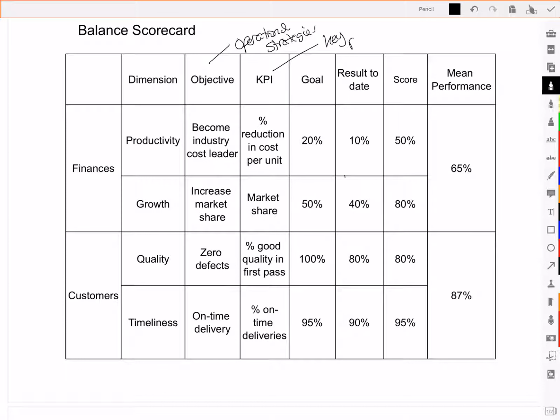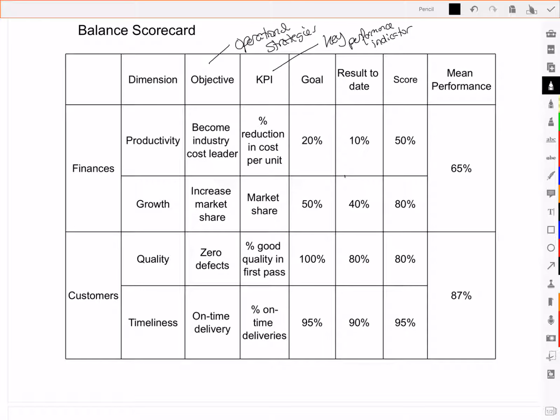So then we have what's called a KPI, and a KPI is your key performance indicator. So this is going to be how you're going to measure how well you are doing at implementing your strategy. So if your operational strategy is to become the industry leader in cost, then you're going to do so by reducing your cost per unit. So the way we're going to measure how well we're doing is with our KPI.